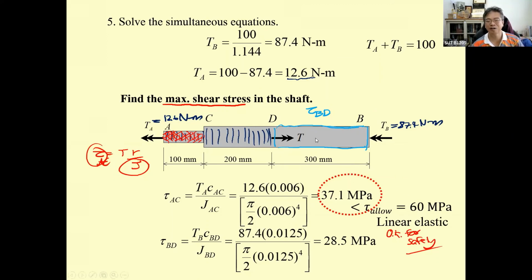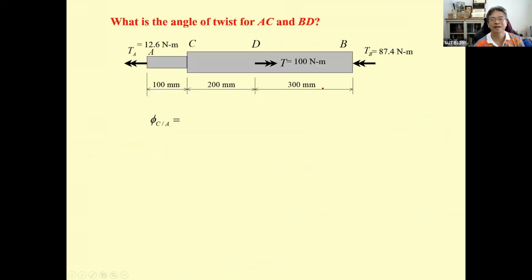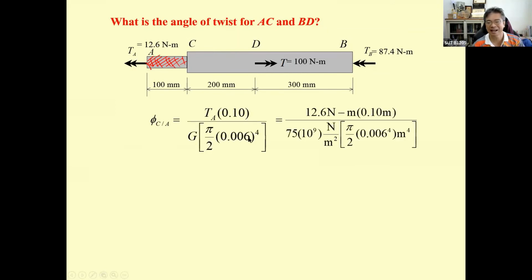And then the next portion, this is going to be analysis 1.A. For the analysis 1.B, we are not finished yet. Analysis 1.A, we come to find the stress. Okay, then it asks us for the angle of twist of the AC, where the maximum stress occurs. So phi sub C/A is going to be T sub A, length and GJ. You put it into this one. That is going to be 8.25 times 10⁻⁶ radian.